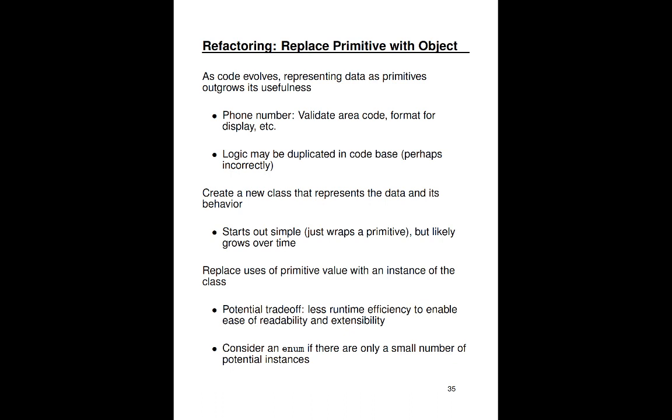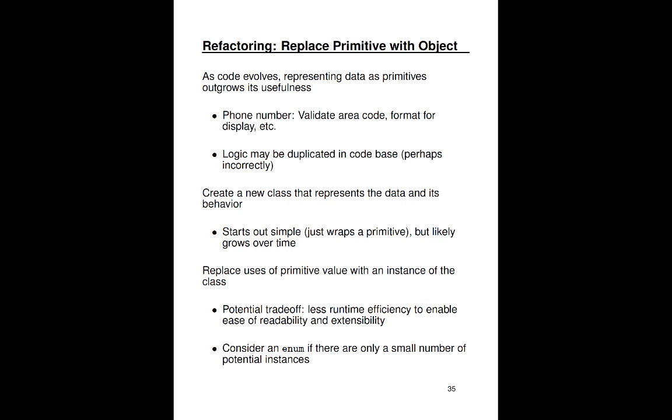So in this refactoring, what you do is create a new class that represents the data, and also contains its behavior. Normally this just starts out very simple. You just replace a primitive with an object that wraps the primitive. But over time it likely grows. So once you have this new class, you can replace the uses of the primitive value with instances of the class. Now this doesn't come for free.